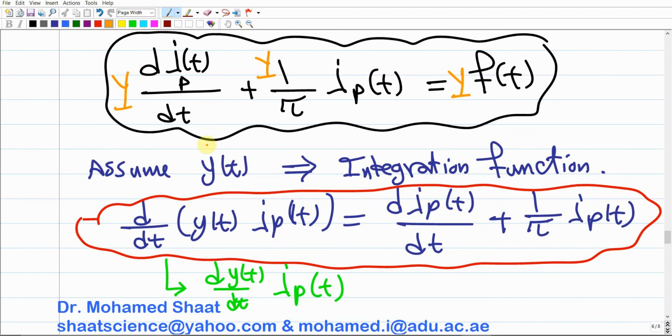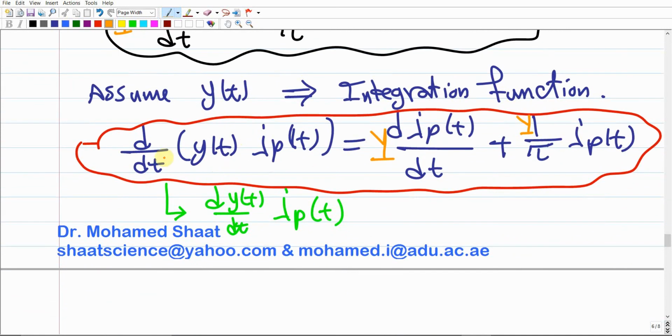So we're going to assume that this is the method: we have to come up with a value for y of t that makes this derivative term equivalent to the left-hand side of this equation, which should include here y and another y, right? Because if you multiply by y here, you didn't change the value of this equation. Then you're just going to decompose this derivative. For the derivative of the multiplication of two functions, this gives us dy by dt times I_p plus y of t times the derivative dI_p of t by dt.